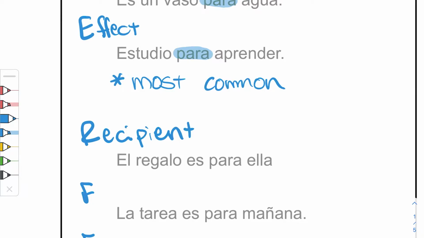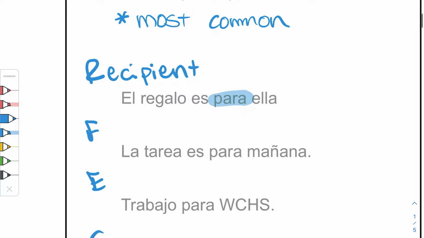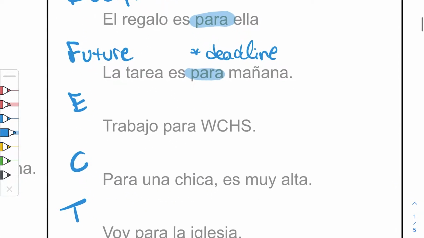So if you do something for someone, el regalo es para ella, this gift is for her. F stands for future, especially deadlines. So I'll tell you, like, your assignment is para mañana or para el lunes or something, right? La tarea es para mañana. Oh, hey, that was just my example. Nice, cool. Okay, the second E stands for employment.